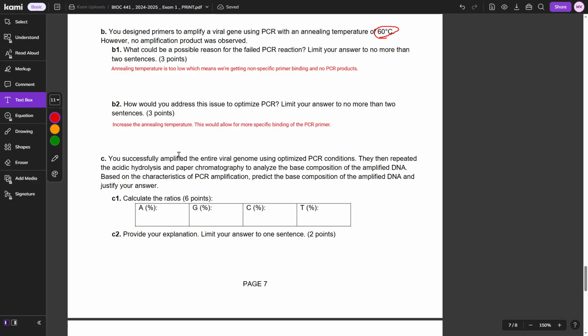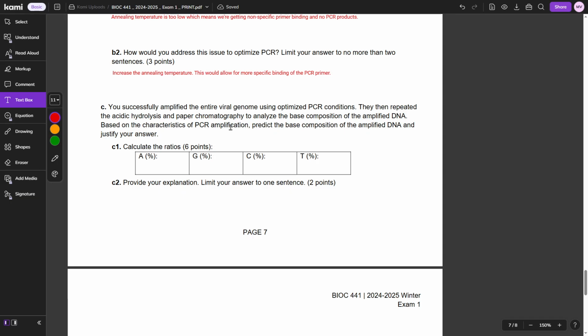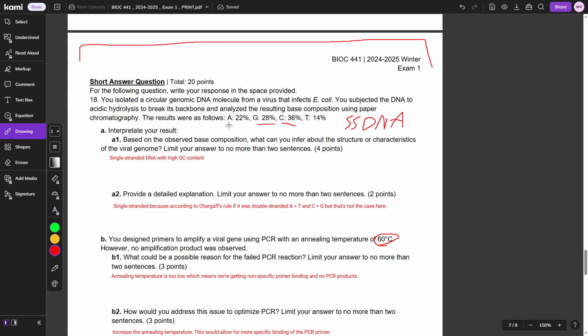You successfully amplified the entire viral genome using optimized PCR conditions. They then repeated the acidic hydrolysis and paper chromatography to analyze the base composition of the amplified DNA. Based on your characteristic PCR amplification, predict the base composition. Okay, so they have managed to do this PCR, right? And they have made a copy or a complementary strand for this.